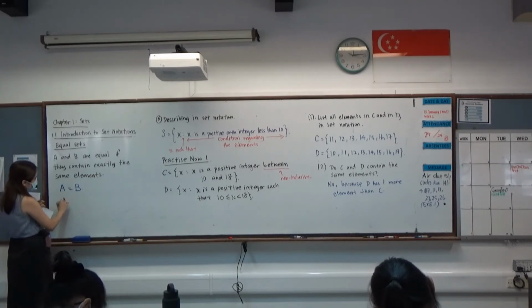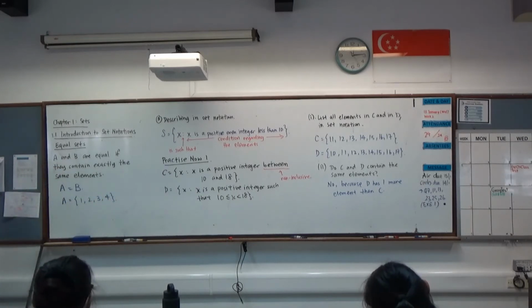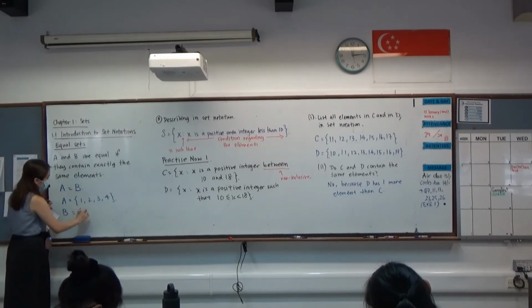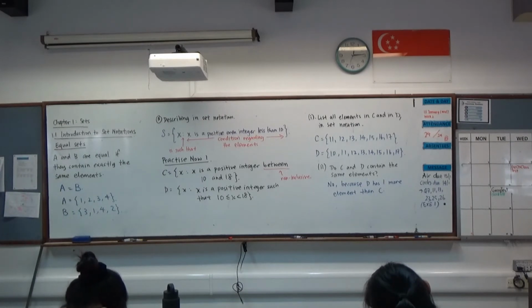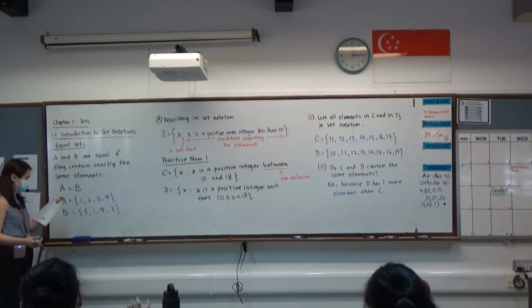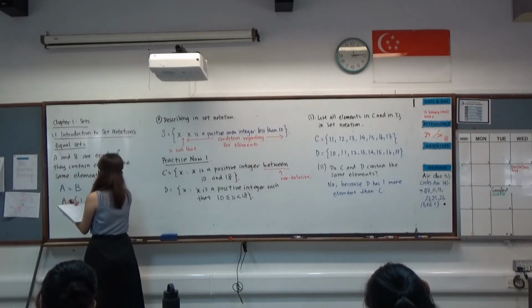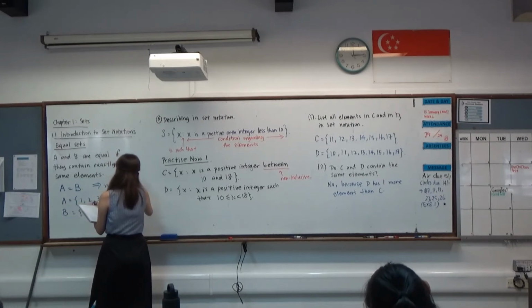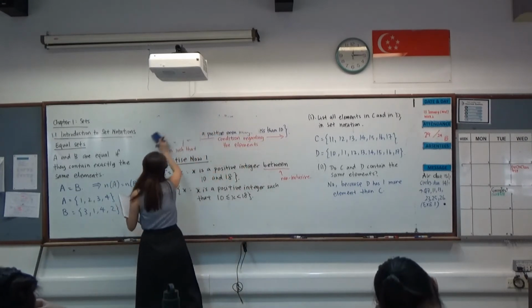It doesn't really matter how the elements are actually listed. So for example, if I have the set A to be 1, 2, 3, 4, and the set B, 3, 1, 4, 2, they are still equal sets. It doesn't matter how the arrangement is, as long as the elements in it are exactly the same. So just to write it out, the number of elements will have to be the same if two sets are equal.